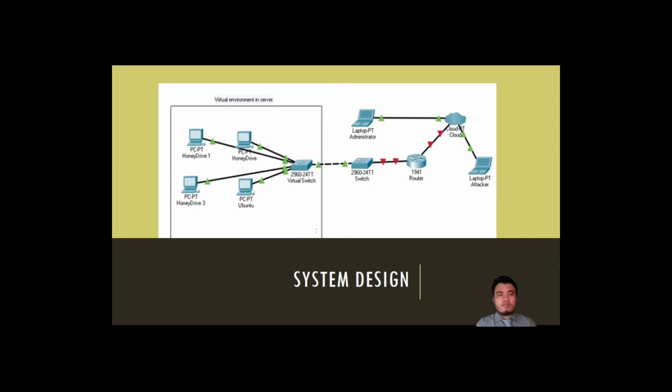For the next slide, which is my system design, I will have three servers, which are 112.1, 102, and 3. I'm using Ubuntu as an administrator, and from this laptop I will access Ubuntu from the cloud. The attacker will try to port scan and try to log in to my web page using tools such as Nmap.